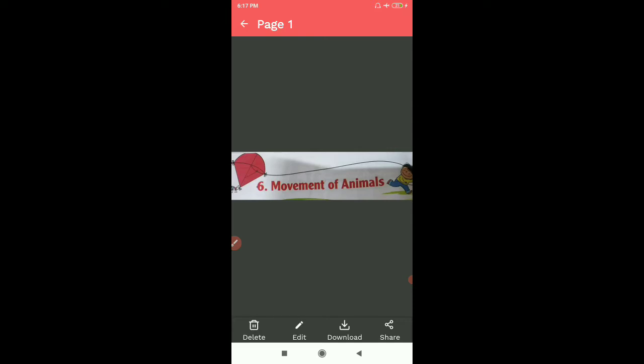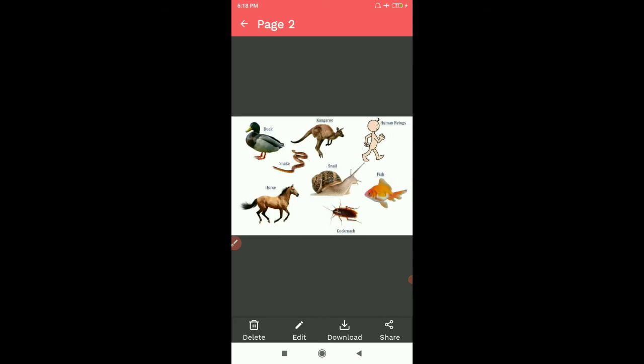Different animals move in different ways. Some animals run, some animals walk, some animals hop, while some animals swim. Let us learn more about how different animals move and which body parts are used by these animals to move.